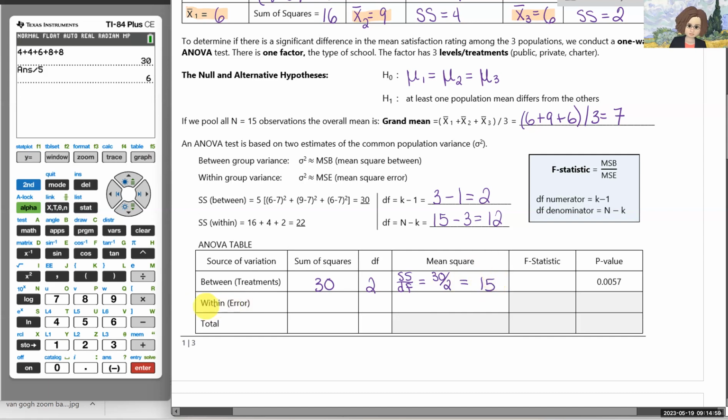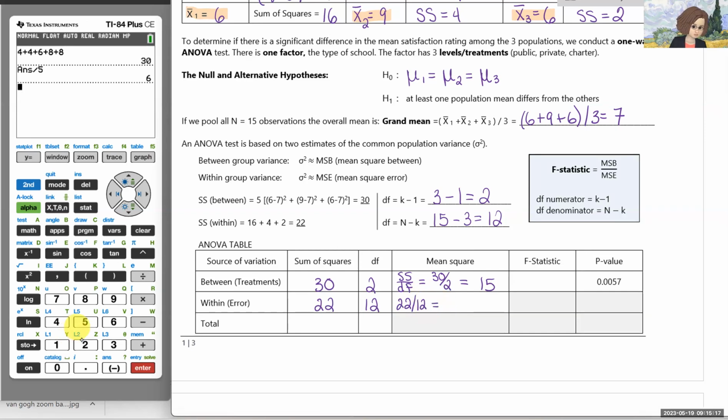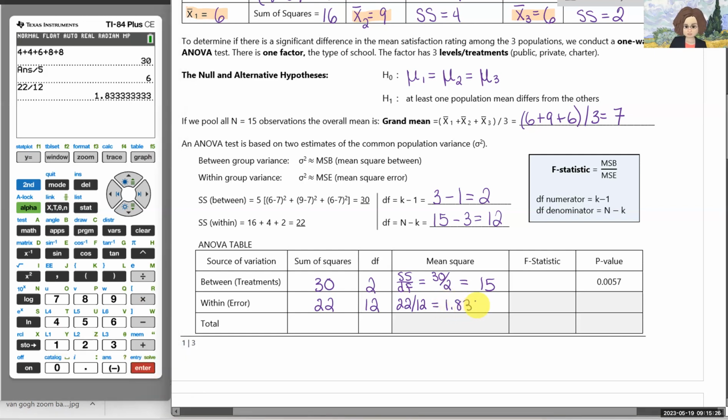The within source of variation was the sum of the squares within the data, which was 22, with corresponding degrees of freedom 12. So the mean square would be 22 divided by 12. For this one, we're going to have to round it just to put something in our notes here. So I'm going to do 1.8, and I'm going to write several 3's there. So we'll do 0.83333 because I'll need that number in a second. If we round it too early, it'll throw off our accuracy for the next step. So there we go.